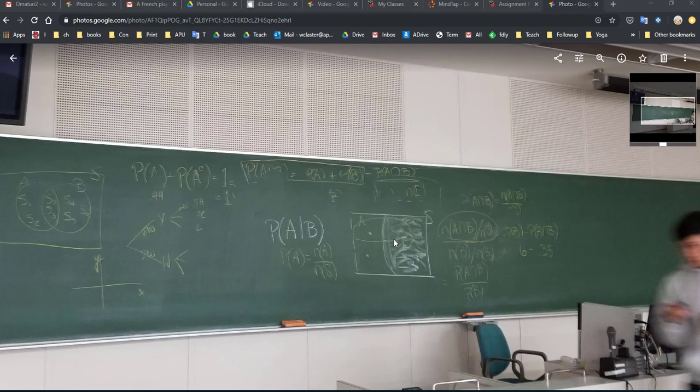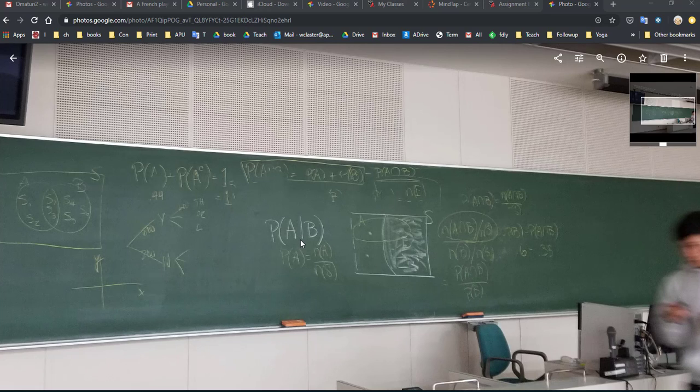So the probability of that, we said, was, forget about this piece here and this piece here, we had n of B on the bottom and n of A intersect B on the top. And then I said divide both sides by n of S, and you end up with this, the probability of A intersect B divided by the probability of B. So that's the probability of A given B.